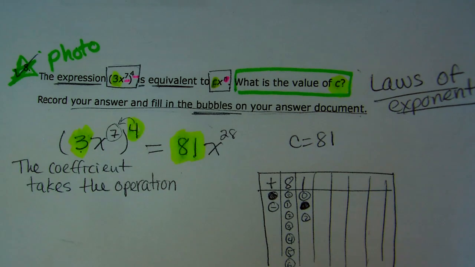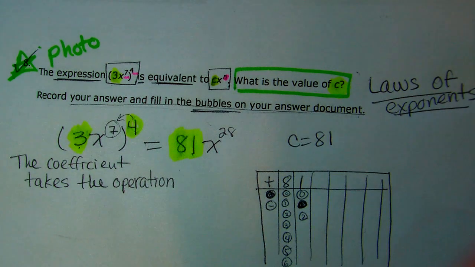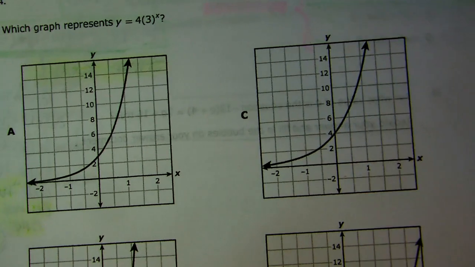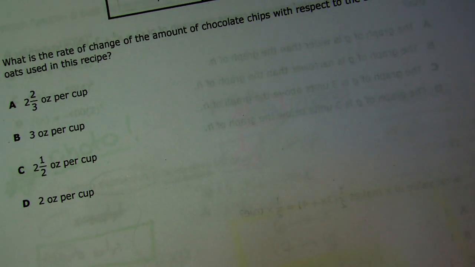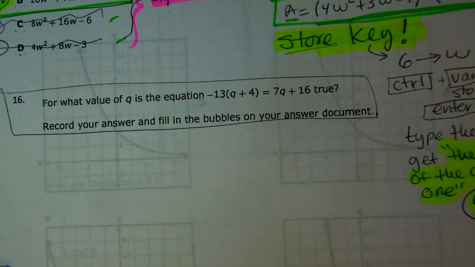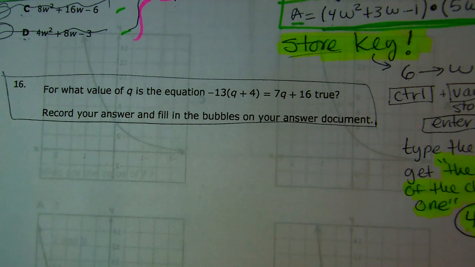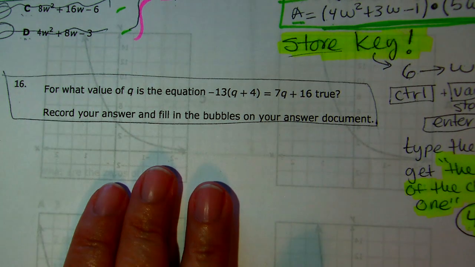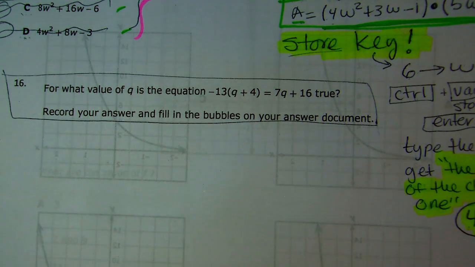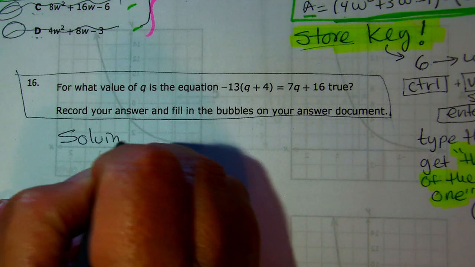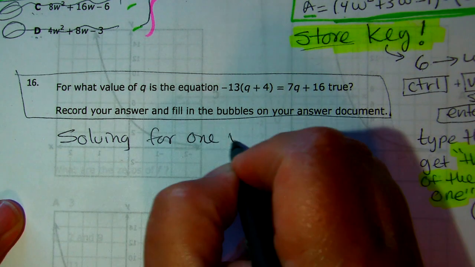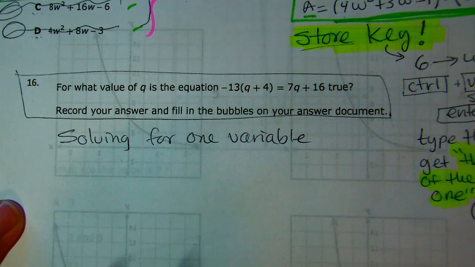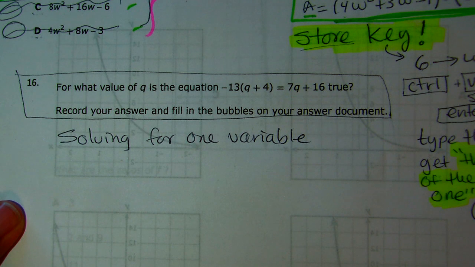Okay, next problem. Now we're going to change the strategy. So we're done with expressions, we're done with exponents, with lots of exponents. Now we're going to be doing solving, okay? So now let me go to problem number 16. Let's go to problem 16. Where is it? Here. Okay, this is problem 16. Now this is where we're going to get started with problems of solving for one variable. Okay, solving for one variable.